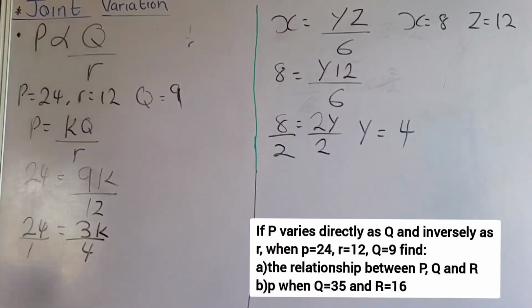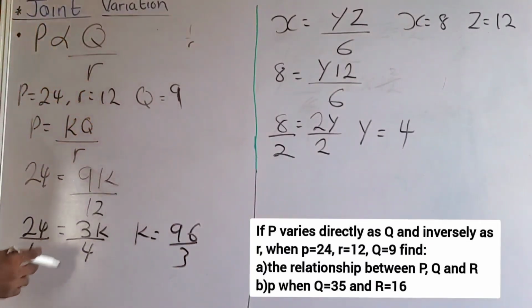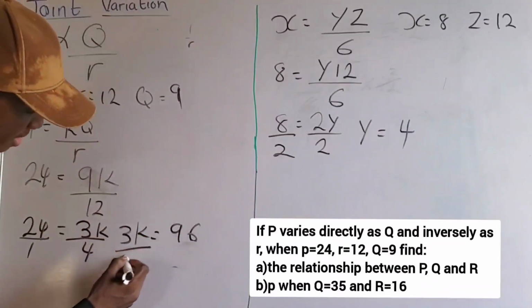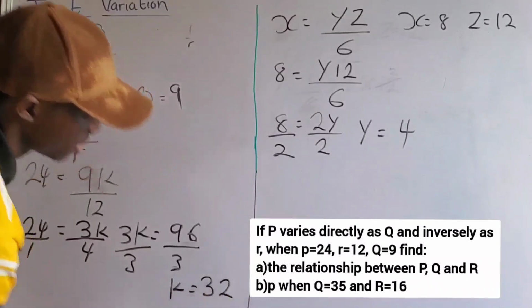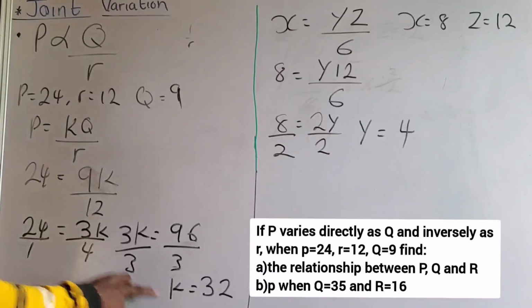Now cross multiply. 24 multiplied by 4 will give us 96. Or maybe we should do it step by step. Let's do it step by step. 3K equals 96. Divide both sides by 3. K equals 32. Now, having gotten the value of K as 32, we can determine the relationship between P, Q, and R by substituting the value of K as 32 into this.